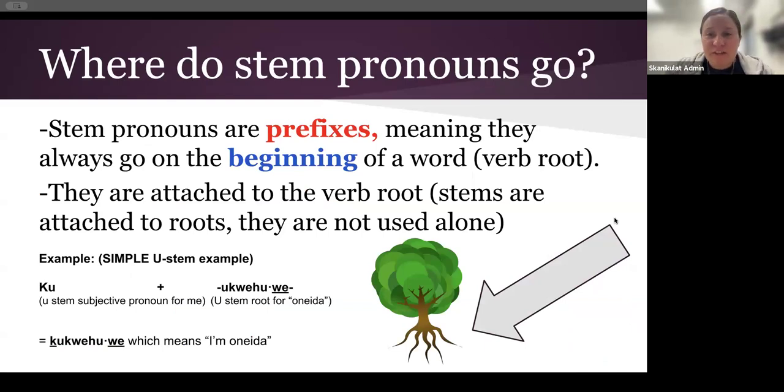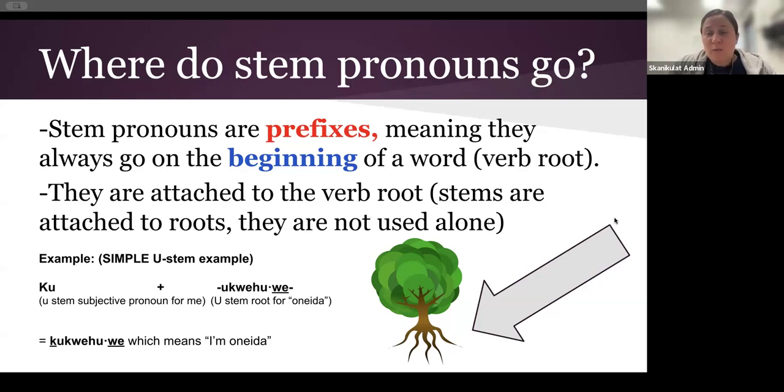I mentioned this already, but they're prefixes. Pronouns are prefixes. It means that they always go on the beginning of a verb, or specifically a word or verb root. I use all those terms interchangeably. And they're attached to the verb root. And so a real simple example is this word ungwehu. So if you're following along in this lecture series, there was a unit that we call the three races of people, and we present very simple verb roots so that you can learn how to attach pronouns to verb roots and make very simple conjugations. And ungwehu was one of those verb roots.